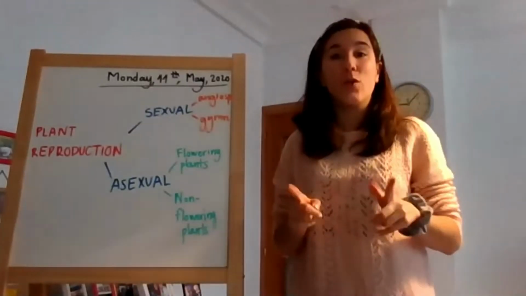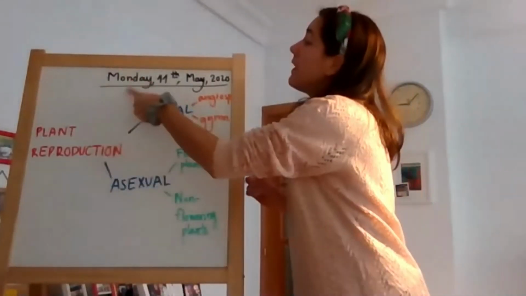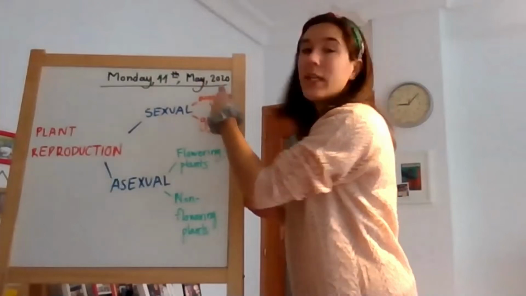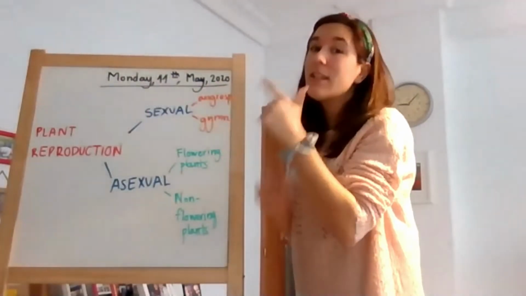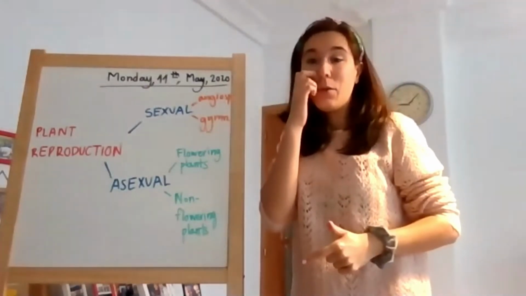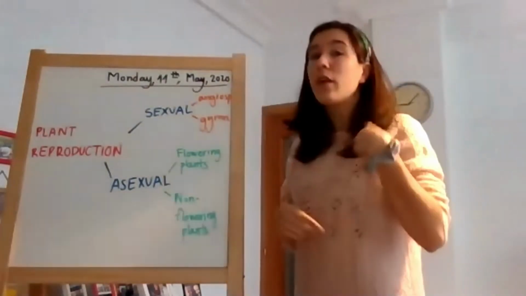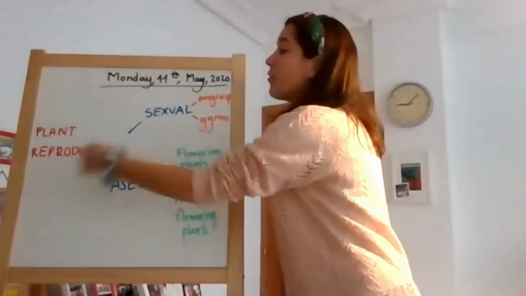Okay, so today is Monday, 11th May 2020. Remember that you have to write the date in the diaries and in all the exercises that you do. Today we are going to finish plant reproduction.